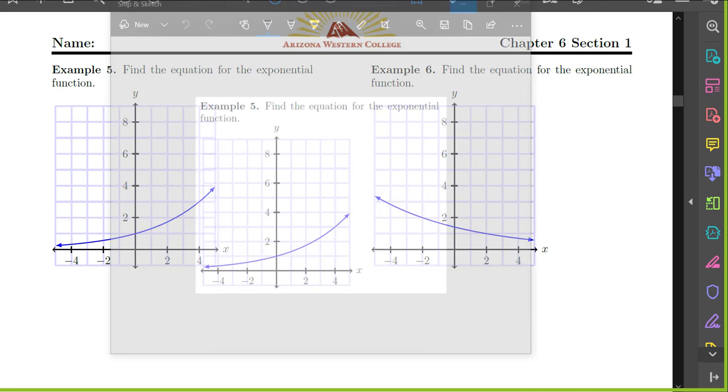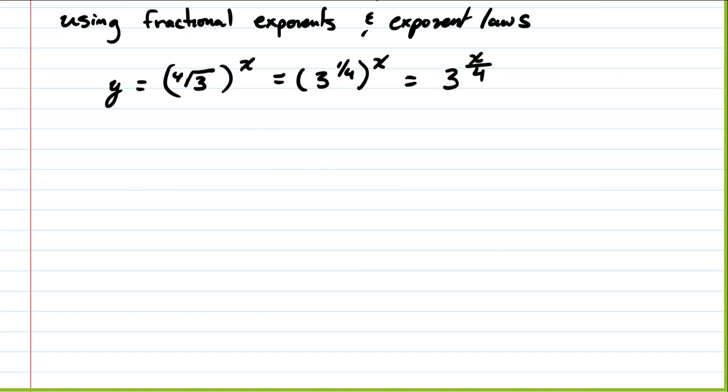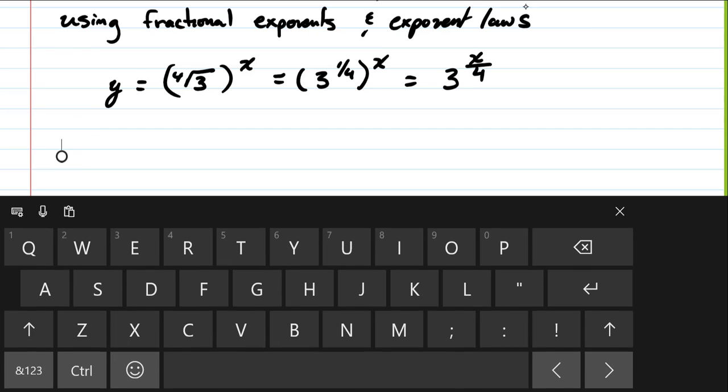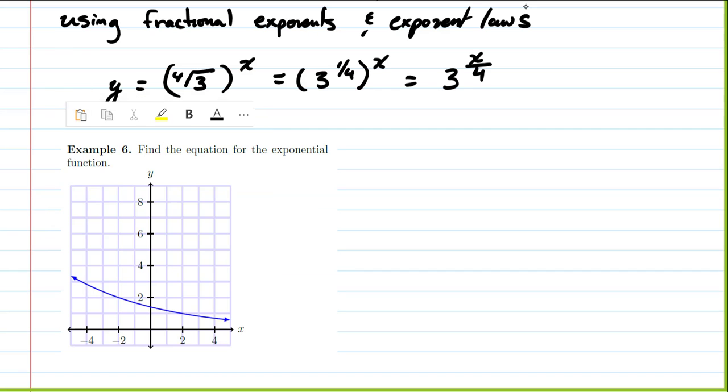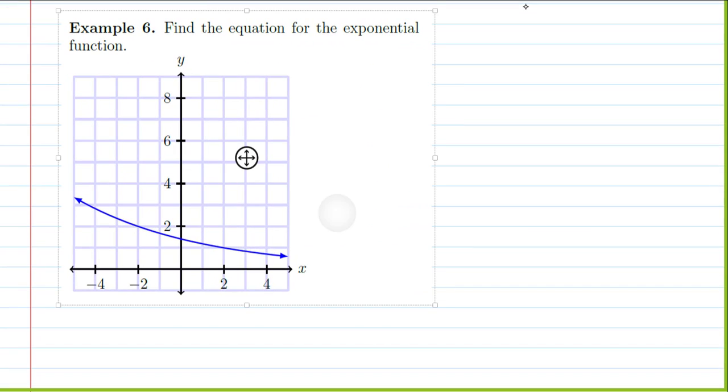So this one is going to be similar to the one we did before, because we weren't given the y-intercept. So we need to identify a couple of points on this. So we have one right here at -2 and 2. We also have another point over here at 2 and 1. All right.